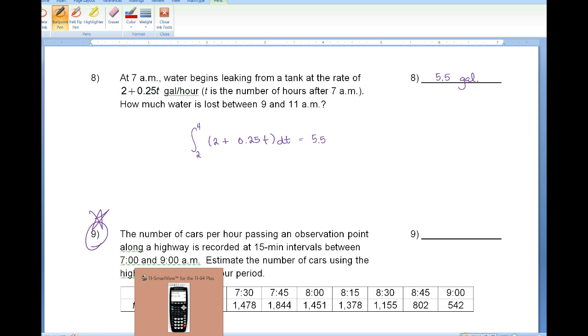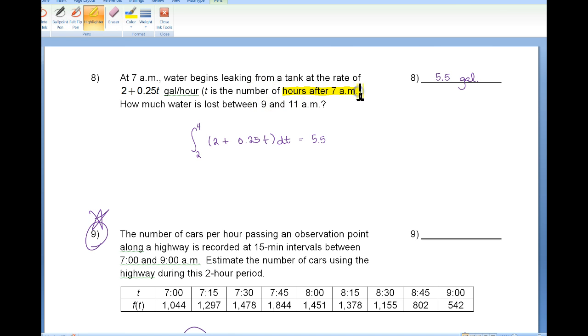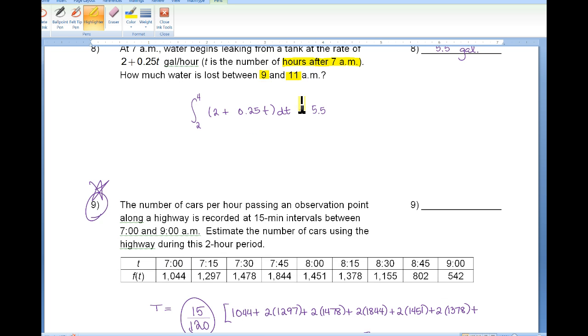Number 8. Okay, so notice here, it says number of hours after 7. So how many hours is 9? 2. And how many hours is 11? It's 4 hours later. And then it's just plugging into your calculator. That's not the answer I got.